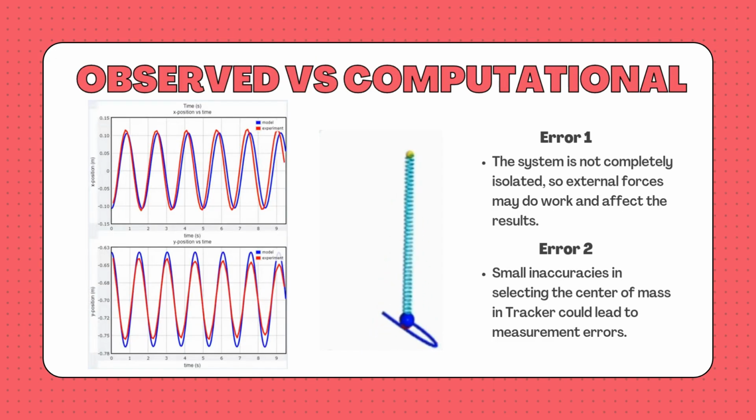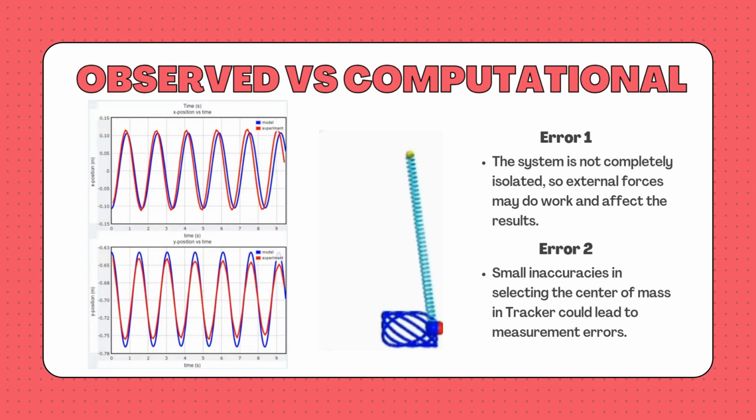So this is the difference between the observed versus the computational. You can see that in the beginning, the computational and the observed models overlap each other, but as time goes on, they start to diverge in both the x and y direction. And this is due to the influences of outside forces at work on the system, which are not part of the system, and doing work on the system. So forces such as drag. And that was one of the key errors.